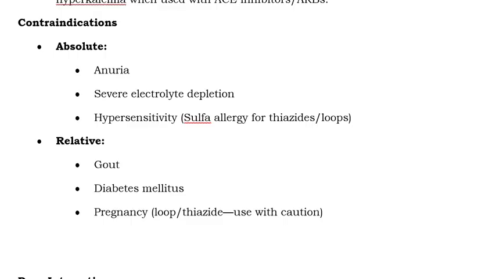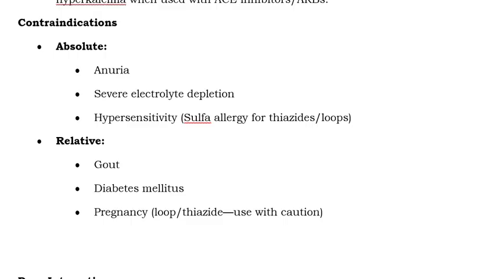Also, remember sulfa allergy can be a contraindication for both thiazide and loop diuretics, as they are structurally related to sulfonamides. Okay, so anuria, severe electrolyte issues, allergy, a sulfa allergy, those are absolute no's. What about relative contraindications? When do we need to be extra careful?